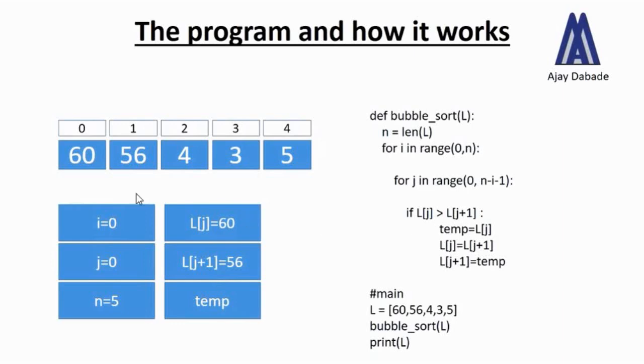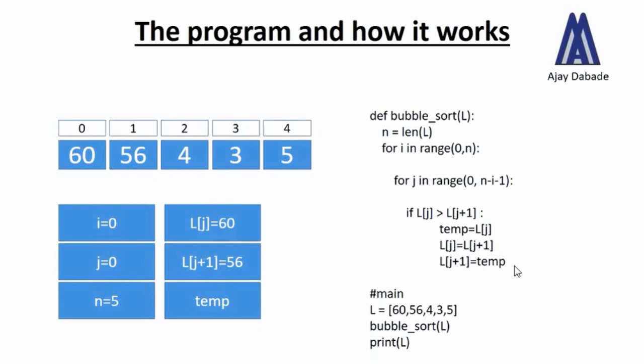So if you see the condition that I have applied, that is L of j. I have shown the values over here, and you can see how the values will get changed. So L of j, the value of j is 0, so L of 0 is 60. And is it greater than L of j plus 1? Now L of j plus 1 is 56. So we are comparing these numbers. If this is greater than this, 60 is greater than 56, what will we do? We will swap the numbers.